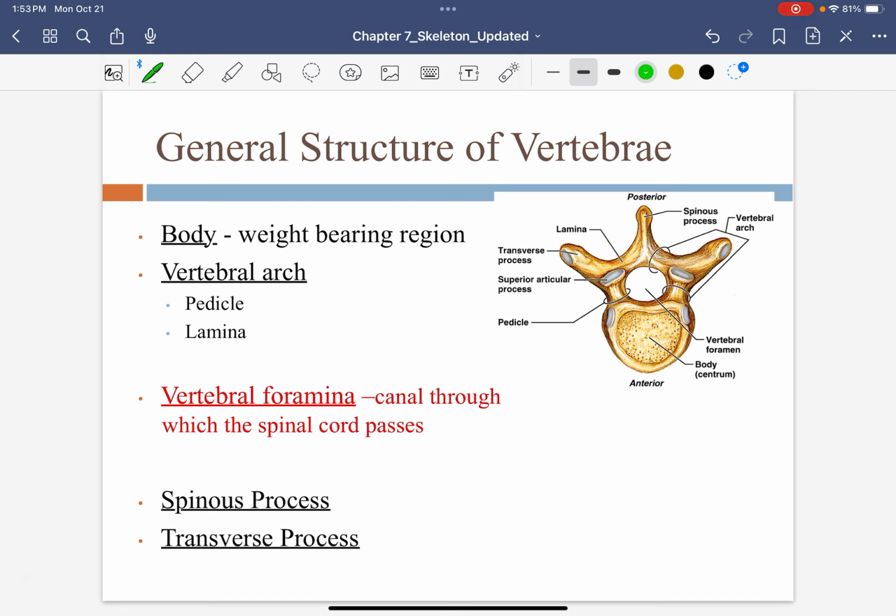Please make sure you review some of the things we talked about in lab, such as the vertebral foramen. That's on your lab list. Now we're adding function. It's the opening in the center of each vertebra where the spinal cord passes. You can call it vertebral foramen or vertebral foramina, either one. Same thing, hole in the middle. Remember, foramen means hole.